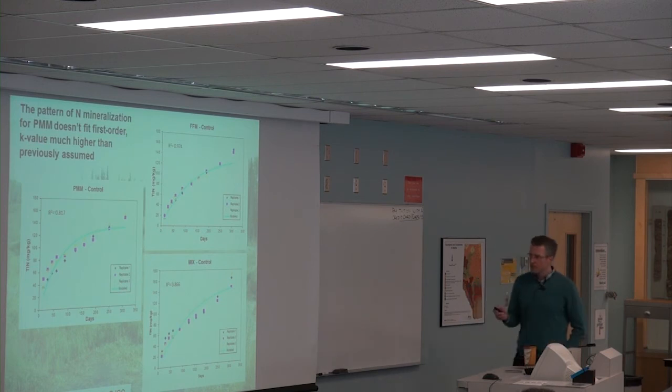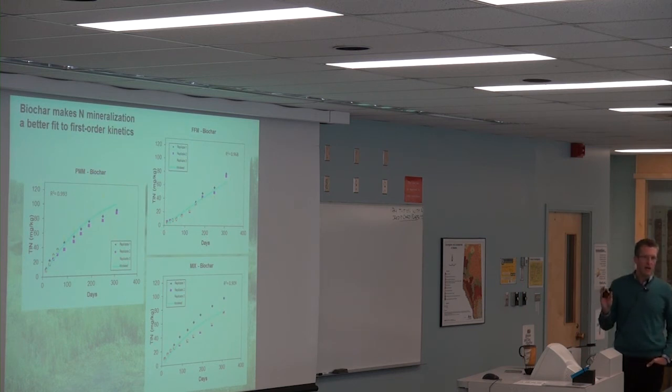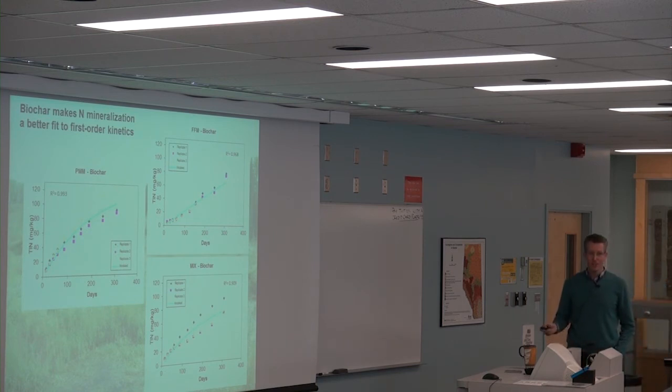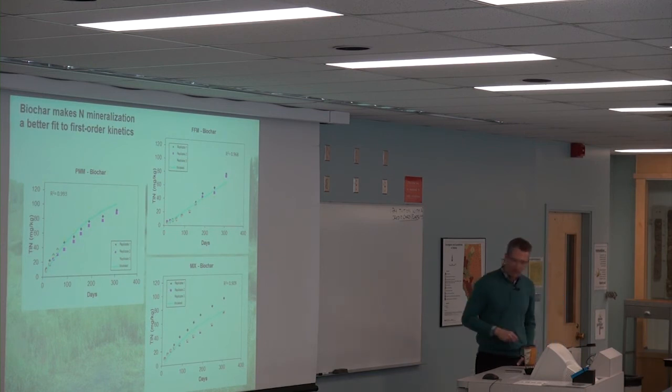Okay. But if I add biochar to this, biochar makes N mineralization a better fit to first order kinetics for the peat mineral. So if I add biochar, this is the same exact experiment, except now the peat mineral mix has 5% biochar addition to it, 99% explanation, right? It's shocking. And the forest floor sort of went, it's still a nonlinear curve, but the pattern of the curve changed a lot, but it's still a very good fit. And it's sort of interesting. And then again, the mix is kind of in between.